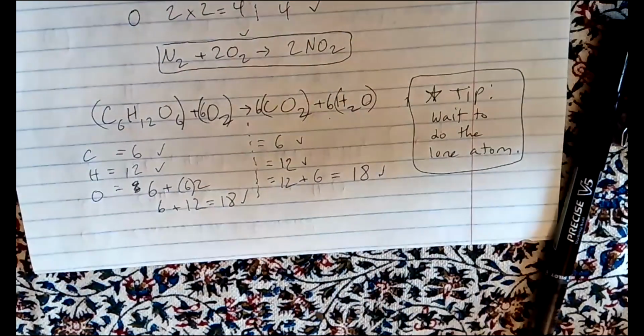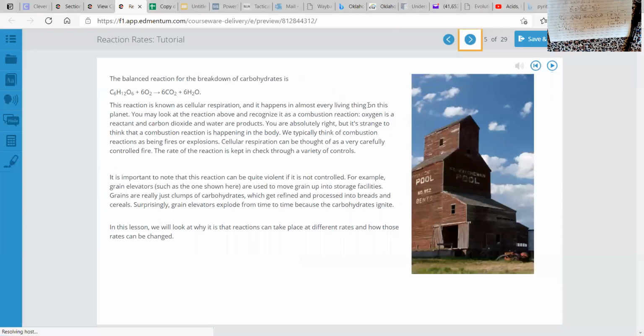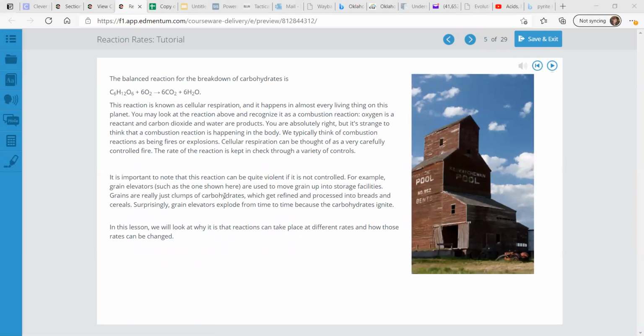Okay, cool. So let's get back to the intro. It's weird that they asked that. Oh my gosh. And there's the final equation. Now, this equation is known as cellular respiration, and it happens in almost every living thing on this planet.